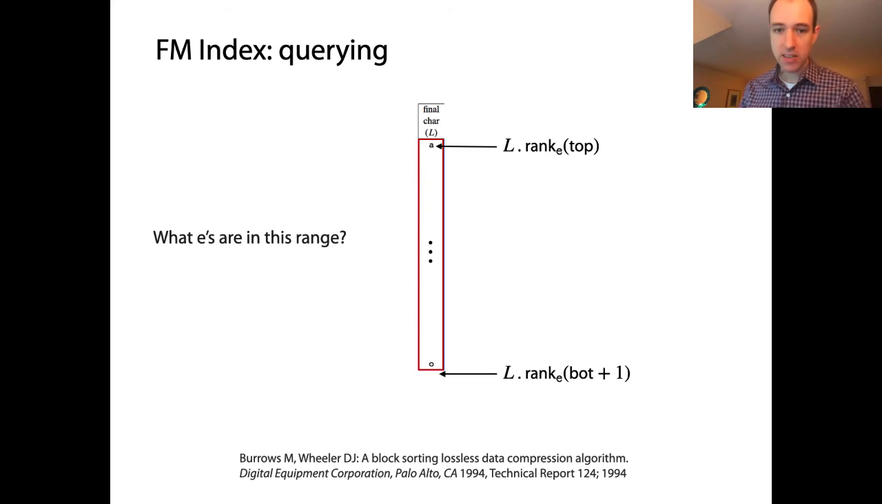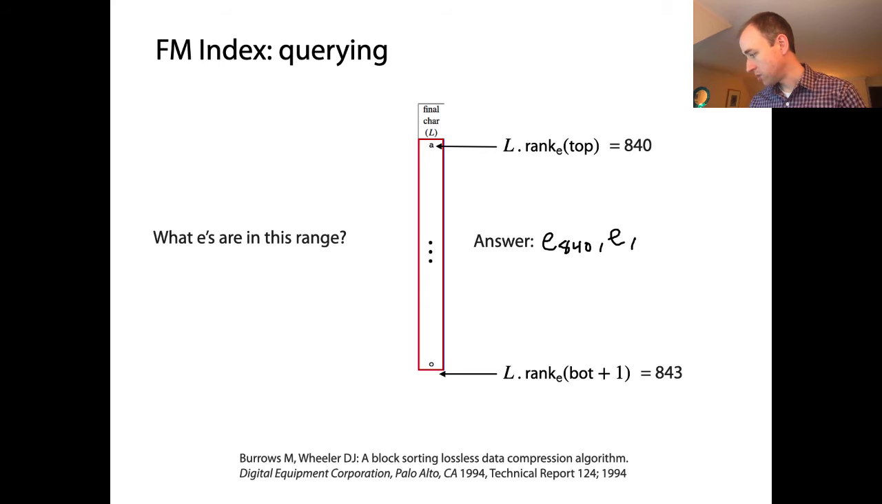Okay? So let's say we did these 2 rank queries and we got back these answers. That the rank sub E up here was 840, and that rank sub E down here was 843. Well, first of all, how many E's must there be in that red interval? 3, right? The difference between the 2. But not only do we know that there are 3, just based purely on these 2 rank queries, we know which ones they are, because we know they have to be the E's of rank 840 and 841 and 842. Right?